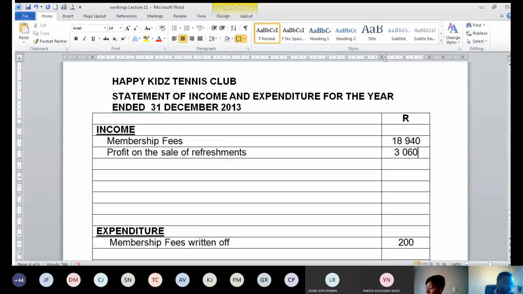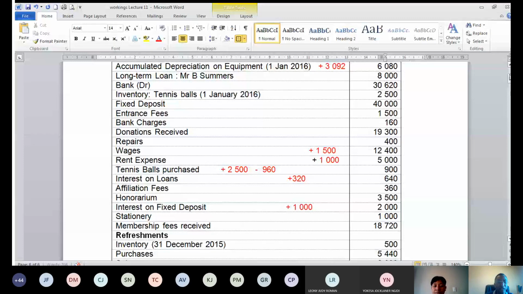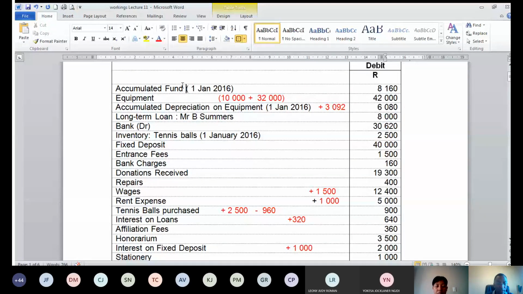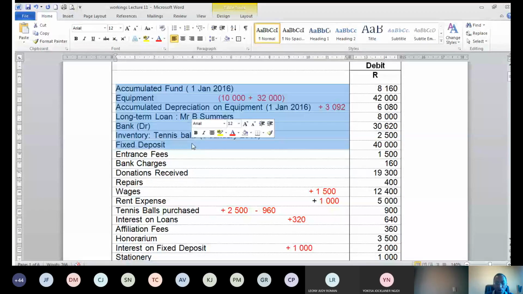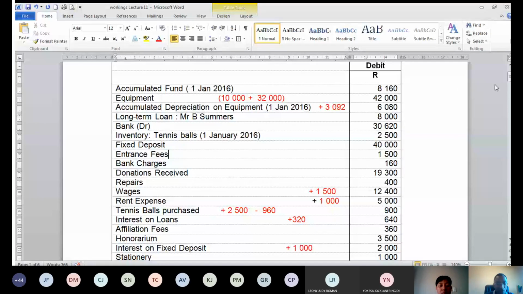Right, guys, back to our list of accounts now. And we are now going to work with the updated amounts that we will see there. Remember now, accumulated fund, your equipment, your accumulated depreciation, the loan, the bank, tennis balls we've written off already, our fixed deposit, all of those items will go into your statement of financial position. For the income and expenditure statement, we are going to work just with our income and our expenses, and we will start here from entrance fees downwards now. That is our income. But entrance fees, as you guys can recall, under adjustment 2.1, tell you that entrance fees must be capitalized. So I am not going to take into account entrance fees at all.